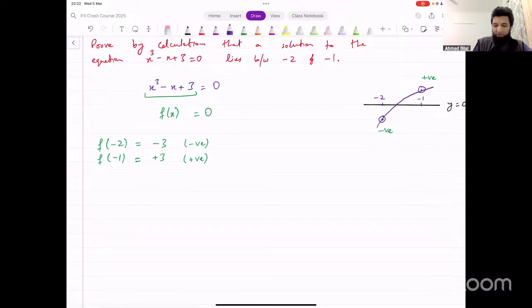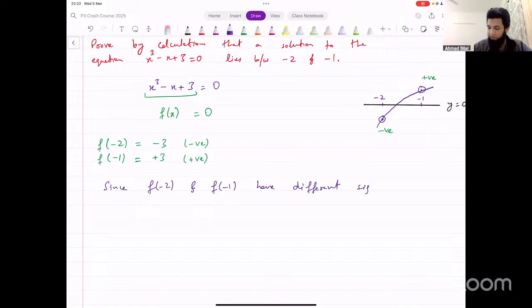Why? We would say something like this. We would say, since f of -2 and f of -1 have different values, they have different signs. One of them is positive and the other is negative. That means a solution lies between these two values. A solution lies between x equals -2 and x equals -1.